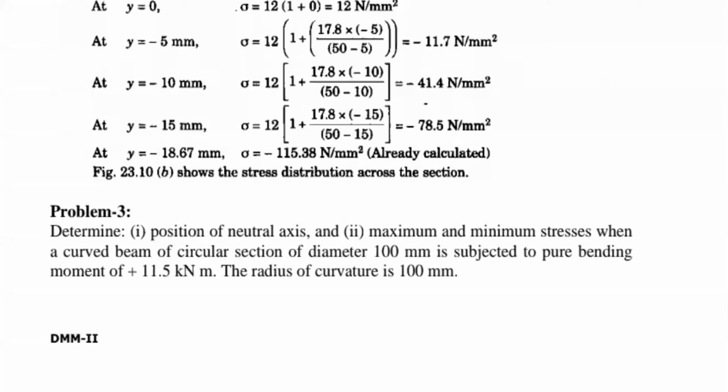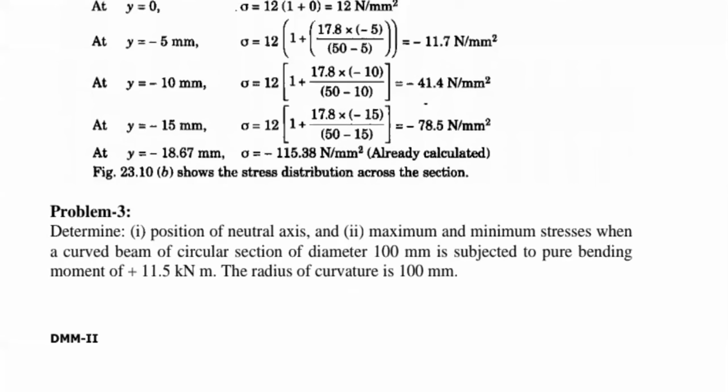So please observe that the radius of curvature is 100 mm and it is a circular section. The circular section diameter is 100 mm and it's pure bending moment. The bending moment is also mentioned here, 11.5 kilonewton meter. So this is the data you are observing in this particular problem, right?